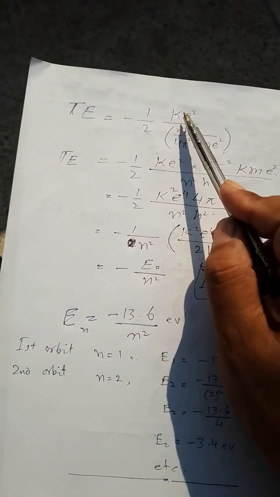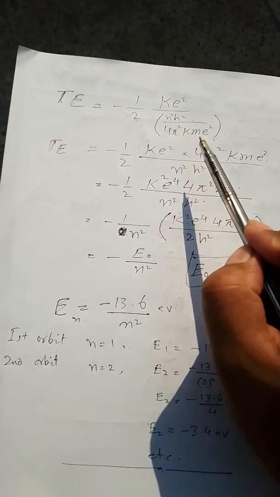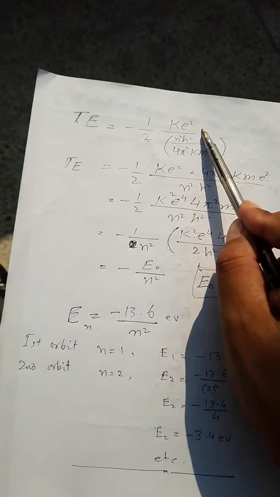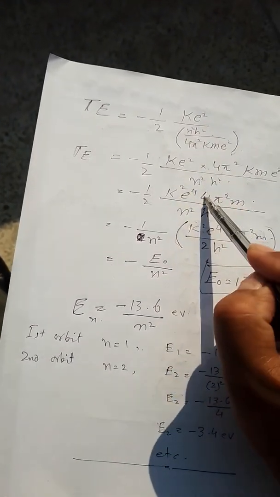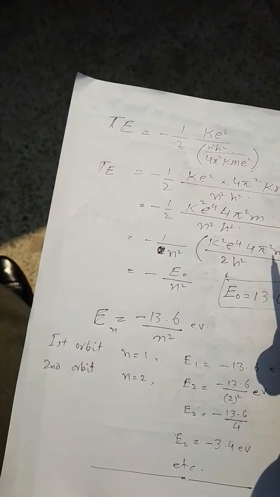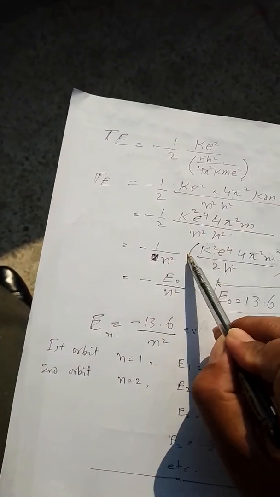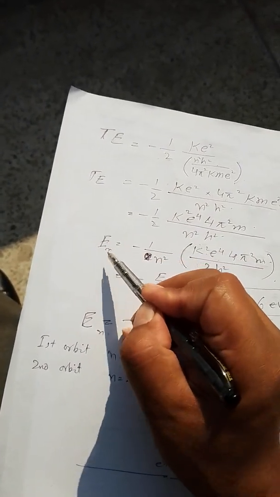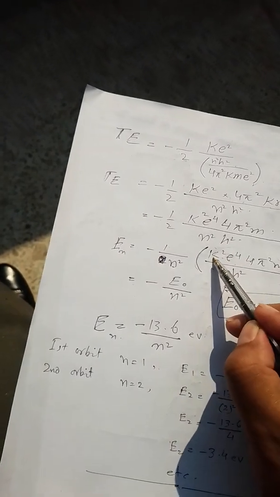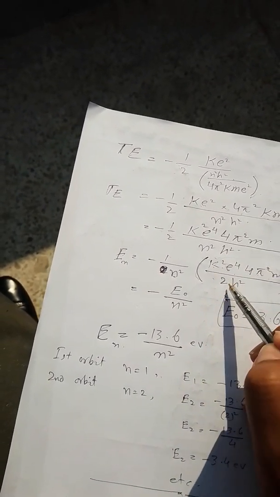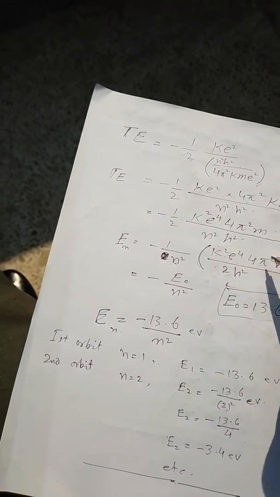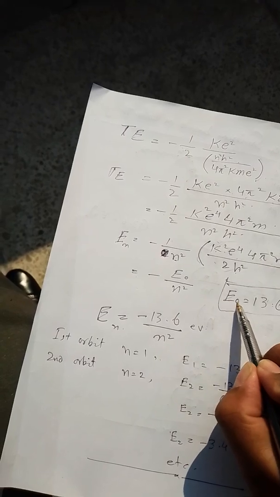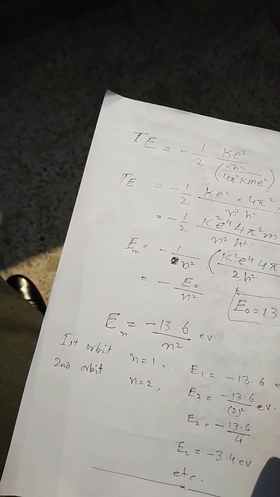Simplifying and rearranging this equation, Ke square stays in its own place, and 4 pi square K m e square will be taken up to the numerator, with n square h square in the denominator. Rearranging and simplifying the equation step by step, we will finally have this equation: the energy of the nth orbit is equal to 1 over n square times K square e to the fourth 4 pi square m divided by 2 h square. These are all constants, and we can write these constant values together and find the total energy E naught, which is a constant, 13.6 electron volt.